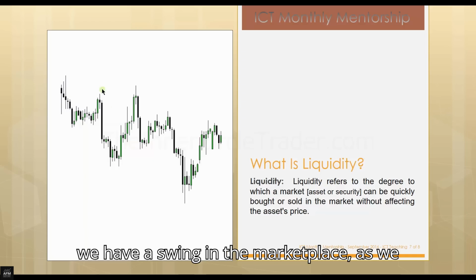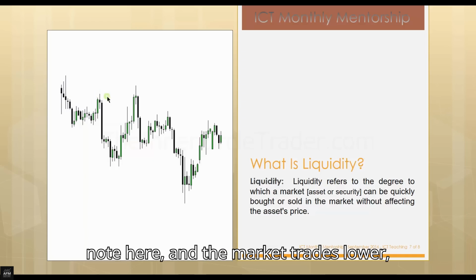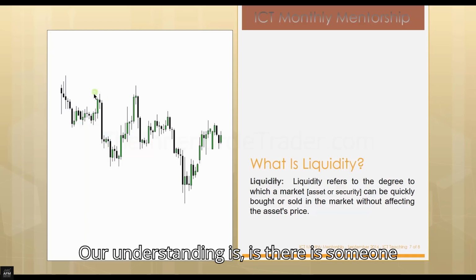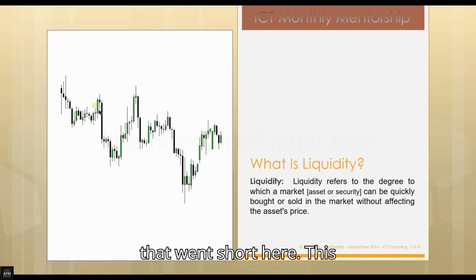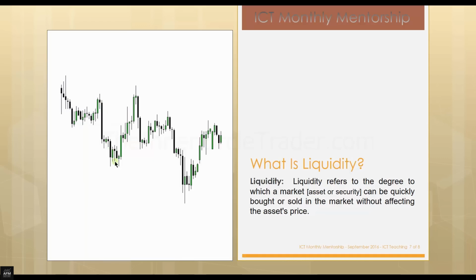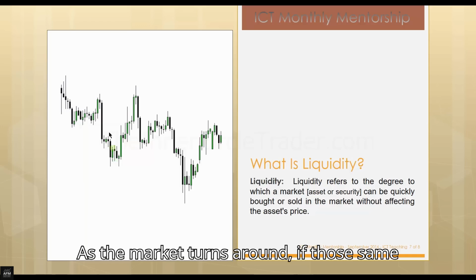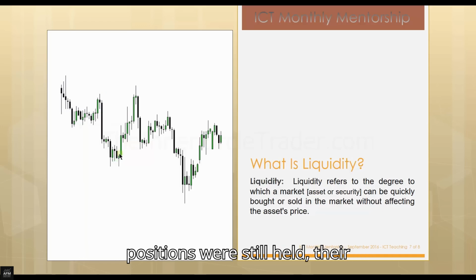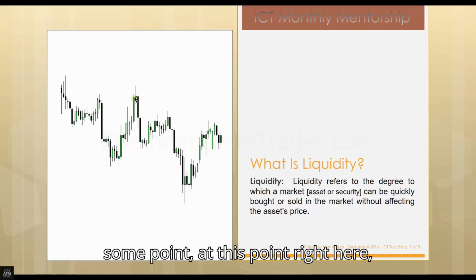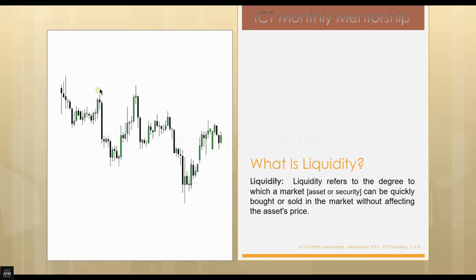When we have a swing in the marketplace, as we note here, and the market trades lower, our understanding is there was someone that went short here. This position would be net positive or profitable as the market moves lower. As the market turns around, if those same positions were still held, their open profits would be eroding, and at some point, right here, they would be at a losing position.